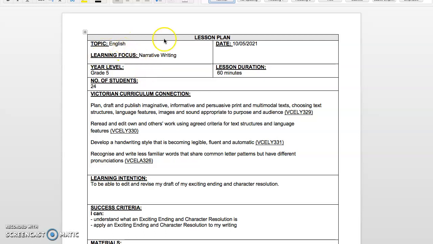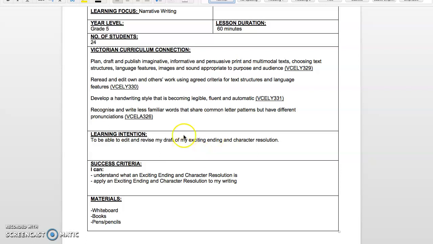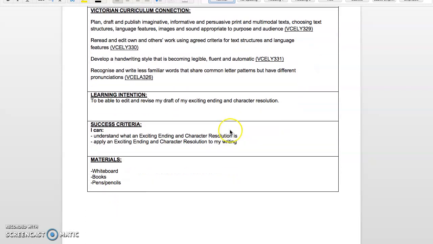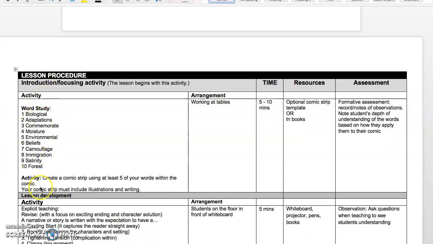English lesson plan focuses on narrative writing. Students are continuing their narrative and adding an exciting ending and character resolution. To start the lesson, students are looking at these 10 words and they are creating a comic strip using 5 of these words. This links to prior knowledge as these are spelling words used from a previous science lesson.